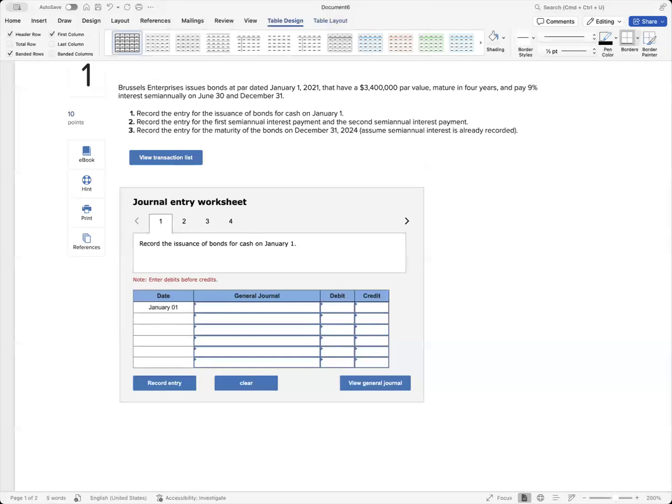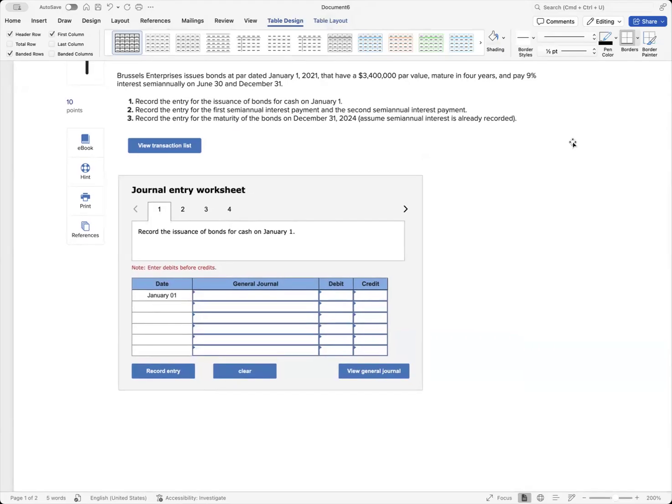And as you can see from the question, it says that the semi-annual interest payments are on June 30th and December 31st. So we'll record them as of those dates. And then it says record the entry for the maturity of the bonds on December 31st, 2024. So that's when the bond becomes due. It's mature. And so we're going to be getting rid of that bond. Okay. So we're going to be reversing the bond entry.